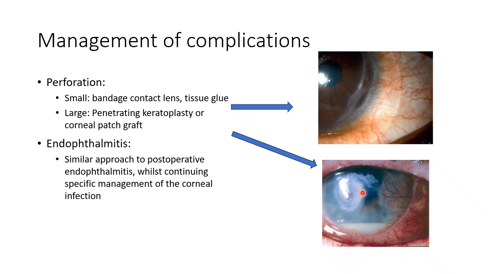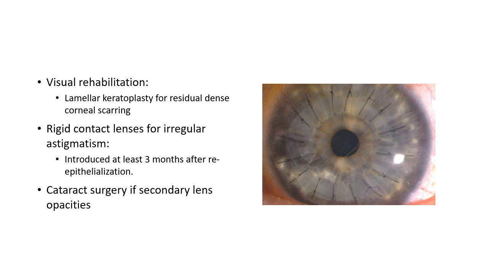Tissue glue. See, this is an example of a tissue glue. There is a small perforation where the tissue glue has been applied. Now, tissue glue can either be cyanoacrylate or fibrin glue. So this also helps prevent an impending perforation. And if the perforation is large, you may need a penetrating keratoplasty or a corneal patch graft. How to manage endophthalmitis? The approach is similar to that of postoperative endophthalmitis.